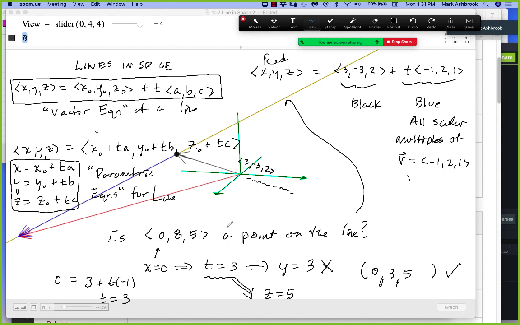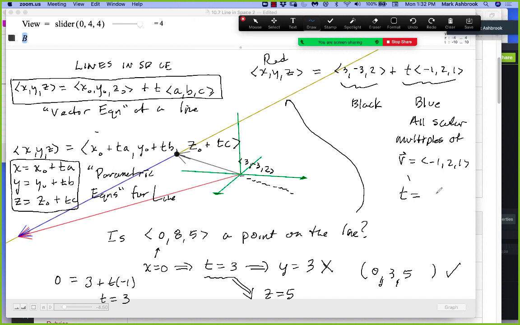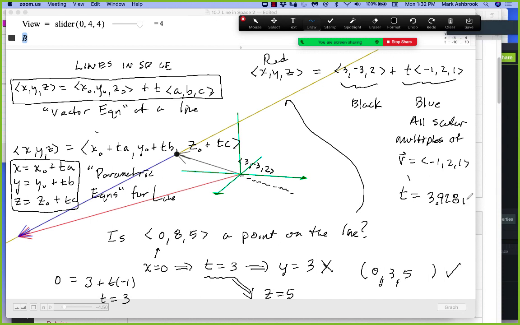So if your life depended on it and you needed to find a point on the line that nobody else in your class picked, what would you do to be 100% sure that no one else in the class would pick the same point? Give me a good t value that would ensure that. Yes, exactly. Or you could do 3/5. Well, I would go with something more obscure, right? Like 3.928 pi squared.